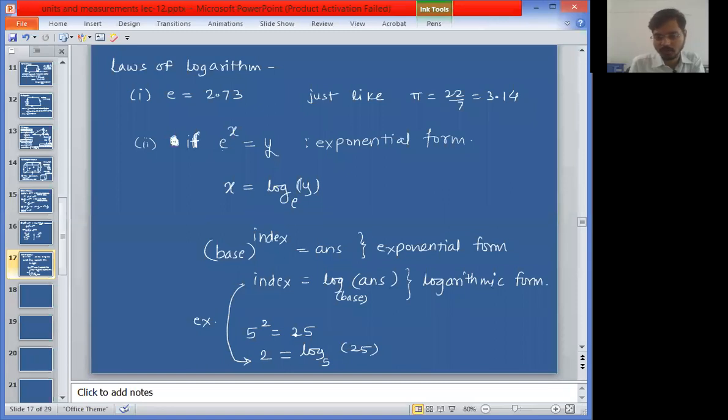What is the answer? The answer is 25. Log of answer, and what do we write down here as the base? The same base that is here is the base we write here. This base is 5, so again you have to write 5 here. So in this way you can convert exponential form into logarithmic form.